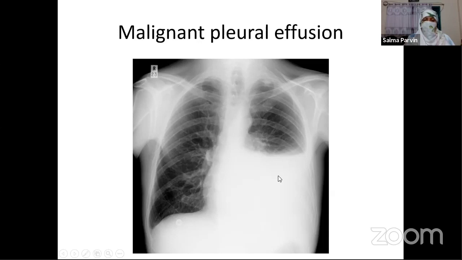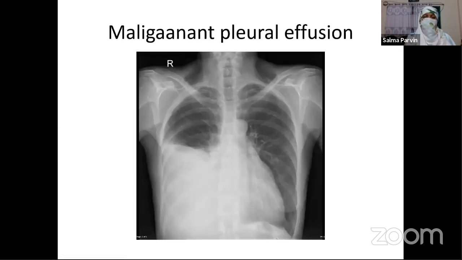There is a large effusion here in the left lung, a mass in the left hilum, and no mediastinal shifting. The equation is malignant pleural effusion. This is also a large effusion seen in the right lung.